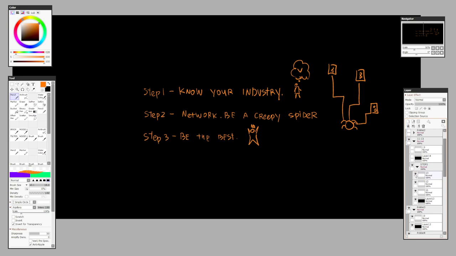I forgot level three. Oh, and we're getting to level three. Step three: be good, be so good that they can't ignore you. You need to treat your quote-unquote jobless days as your full-time job. You are a professional even if you don't have clients right now. You have to adopt a professional mindset.